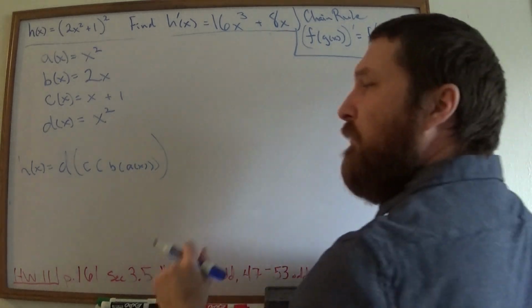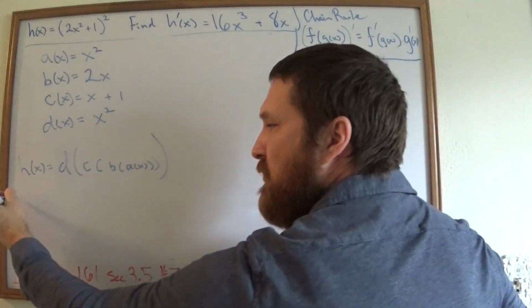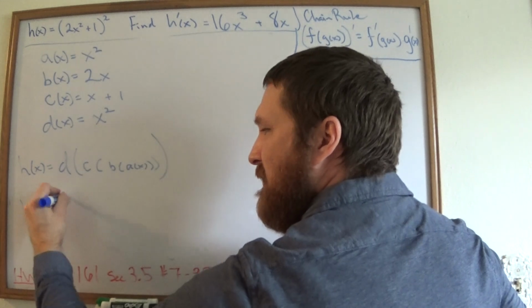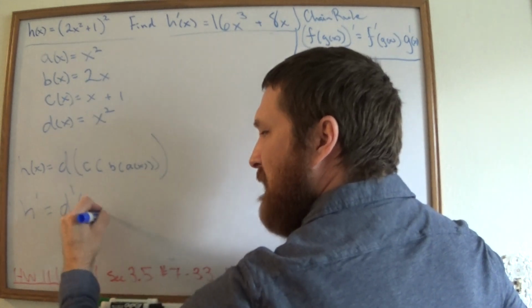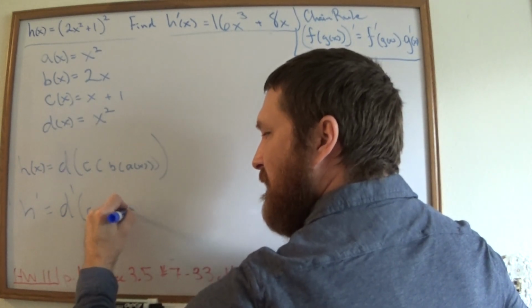So the chain rule says if I want the derivative of this, take the derivative of the outside stuff, leave the inside stuff alone.